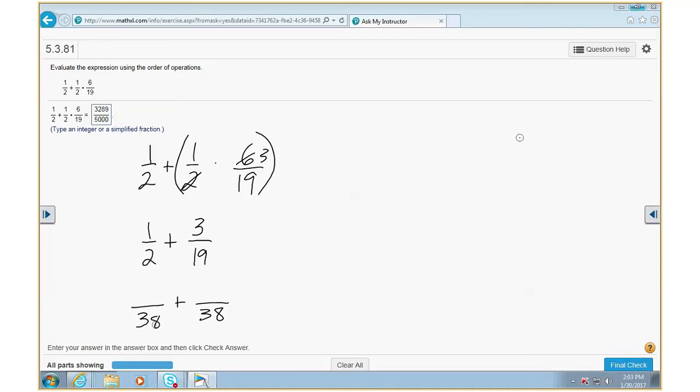2 will go into 38, how many times? 19 times 1. 19 will go into 38, 2 times 3. And your answer is 25 over 38.